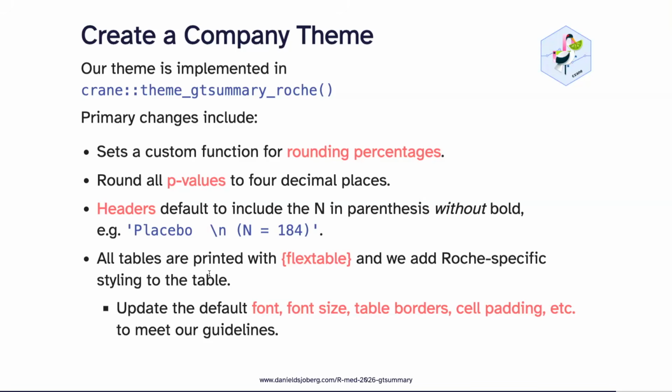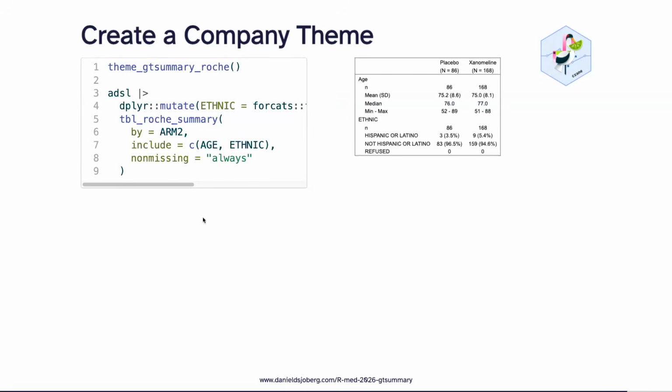So let's set the theme for Roche and run that exact same table that we've seen before. And this is what you get now. This is printed with flextable. Now you might be thinking that is a much uglier version of a GT table. And you're right, because this is a flextable printed in HTML. And the reason why we're using flextable is because it looks really nice in Word. So that's why we're doing it in Word.